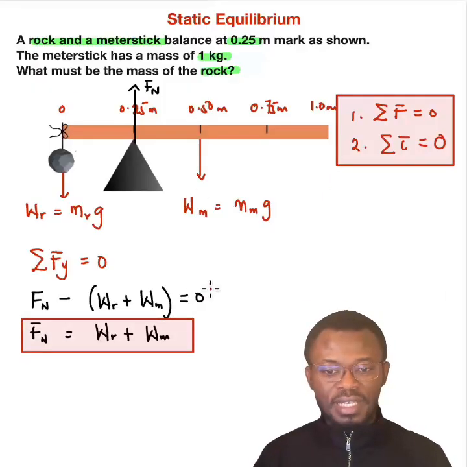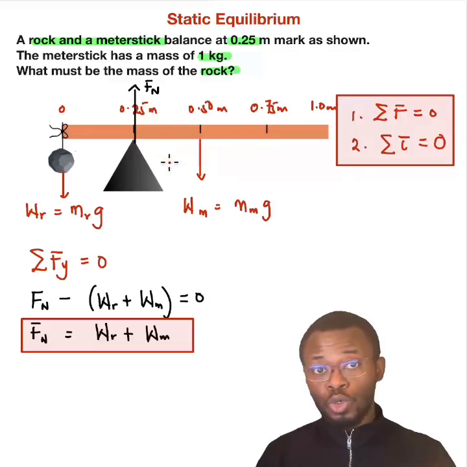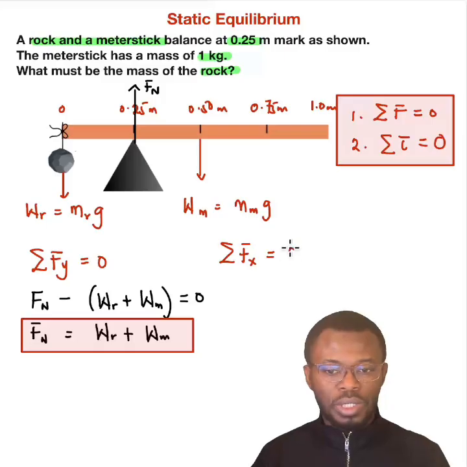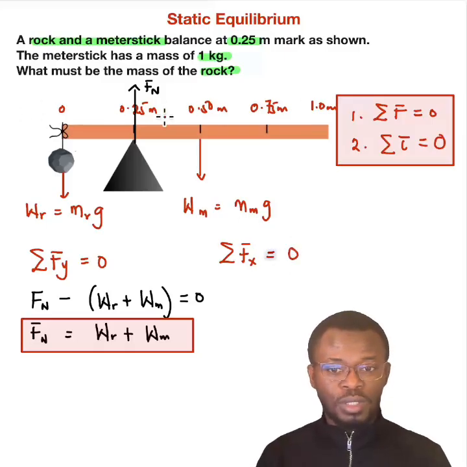Therefore, that gives a net acceleration of 0. So this meter stick is not going to accelerate up or down. It is going to be stationary in the vertical direction. In the same sense, in the horizontal direction, there's no acceleration because we don't have any horizontal forces acting on this meter stick. Therefore, the net force along the horizontal direction is 0.